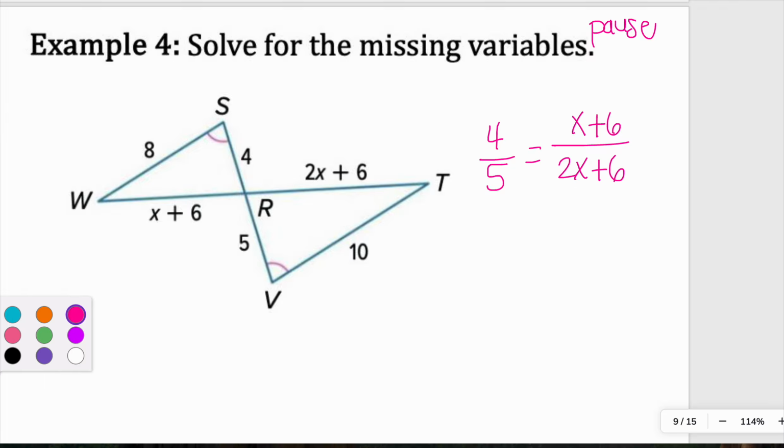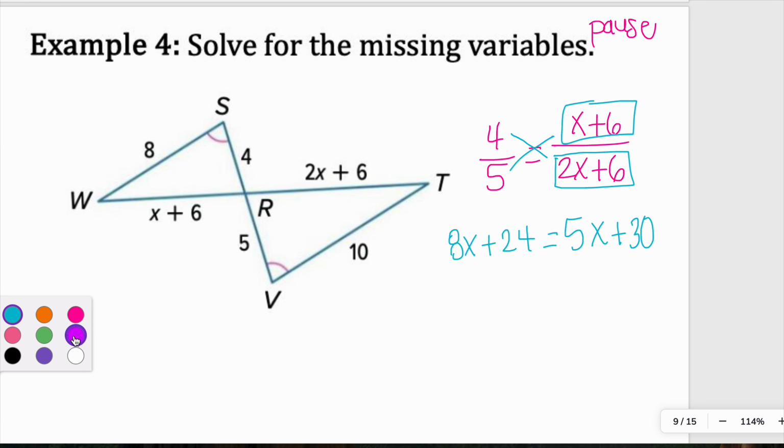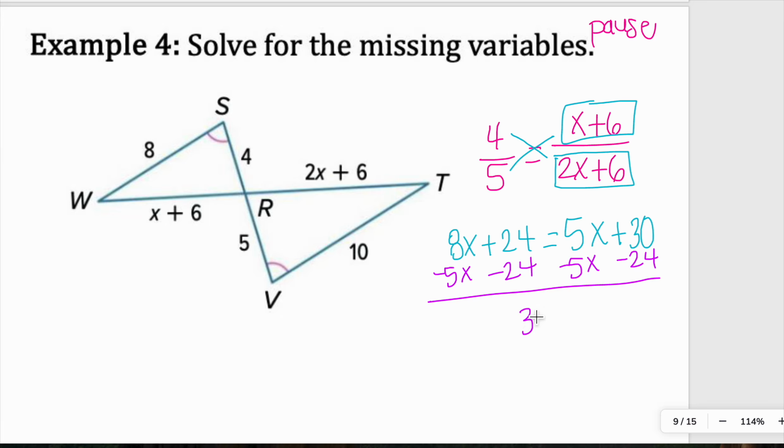Okay? And then I'm going to cross multiply. Remember, when you're cross multiplying, I'm multiplying 4 times everything here. So 4 times 2x is 8x, and 4 times 6 is 24. And then cross multiplying my 5 with everything here, 5 times x, and 5 times 6. Then let's go ahead and get everything on the same side. I'm going to subtract my 5x to bring my x's to the left, subtract my 24 to bring my numbers to the right. I'm going to get 3x is equal to 6, so that means x is 2.